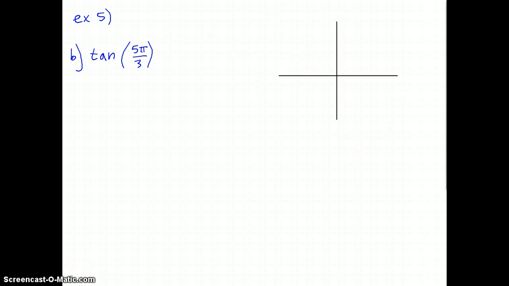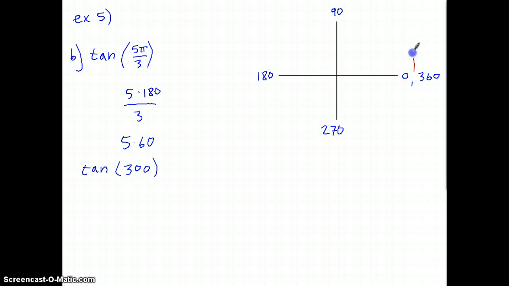Next, we're going to find the tangent of 5 pi over 3. It might be a little confusing at first because we're dealing with radians here, and we want to convert this into degrees. What do we know pi is equal to? 180. So 180 divided by 3 is equal to 60, which means we're looking at the tangent of, not 30, 300 degrees. That takes us to the fourth quadrant. So 300 degrees takes us all the way around to the fourth quadrant.